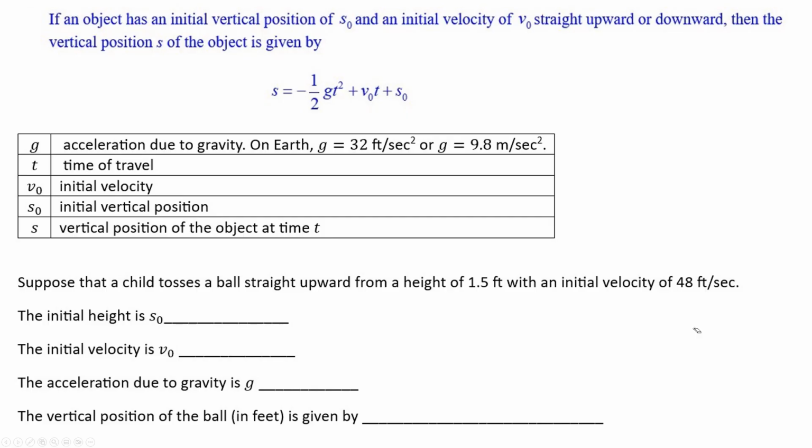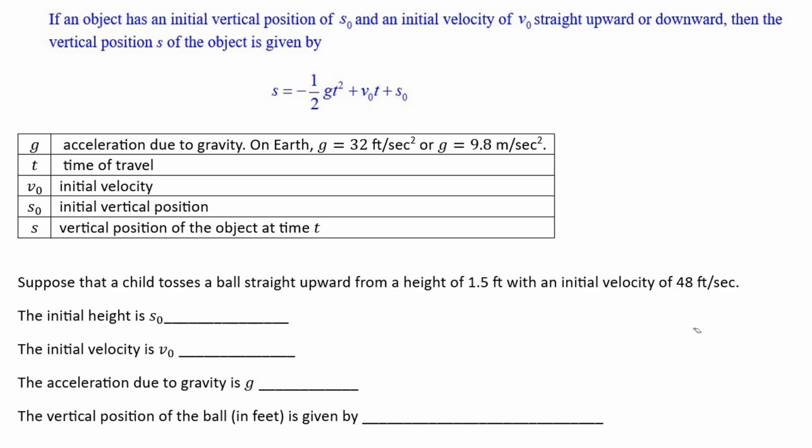Okay, if an object has an initial vertical position of s sub 0 and an initial velocity of v sub 0 straight upward or downward, then the vertical position s of the object is given by this equation, s equals negative 1/2 gt squared plus v sub 0t plus s sub 0. This is the equation that models vertical motion.